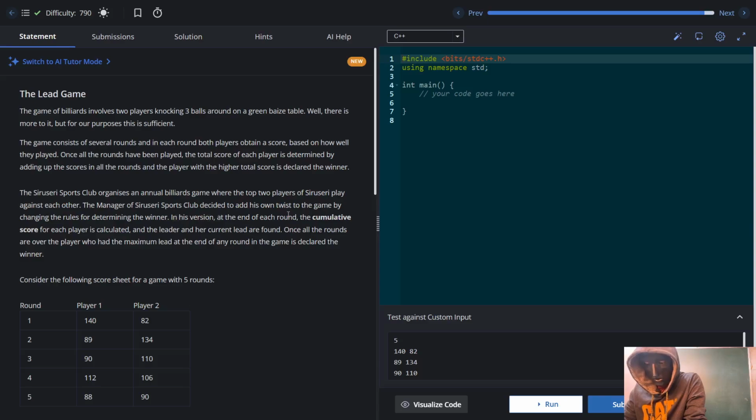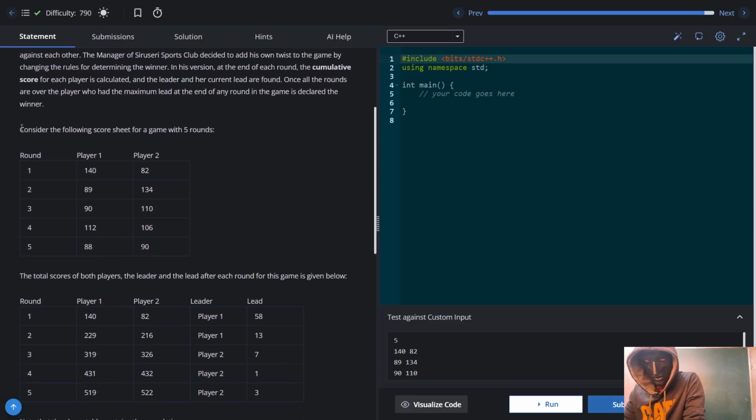In his version, at the end of each round, the cumulative score for each player is calculated, and the leader and her current lead are found. So once all the rounds are over, the player who has the maximum lead at the end of any round in the game is declared the winner. Okay, cool.